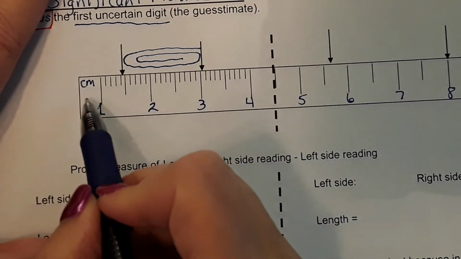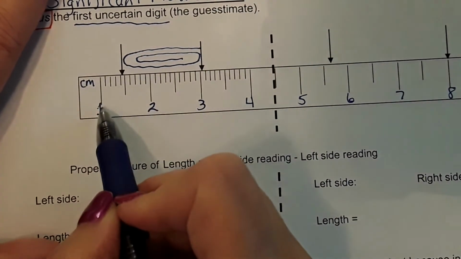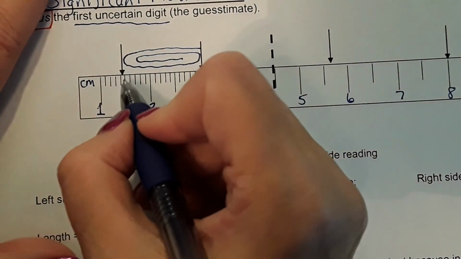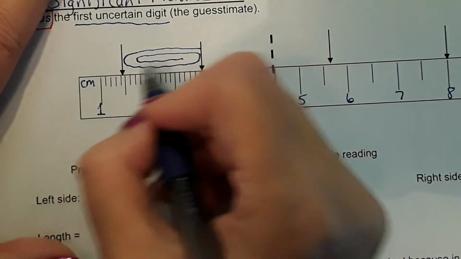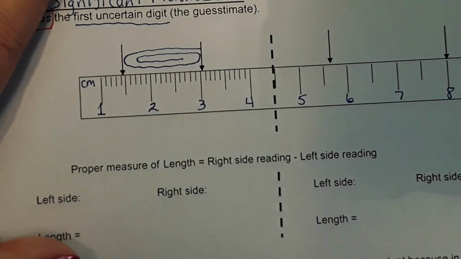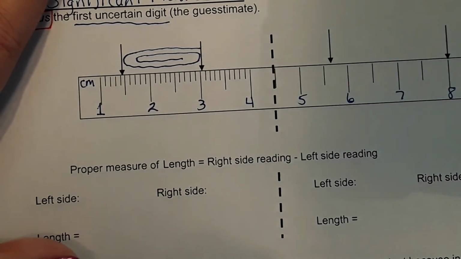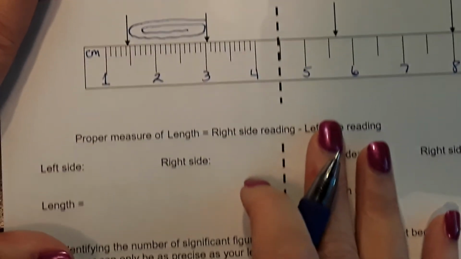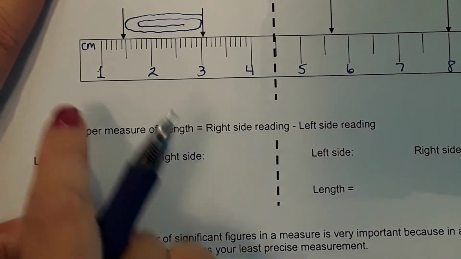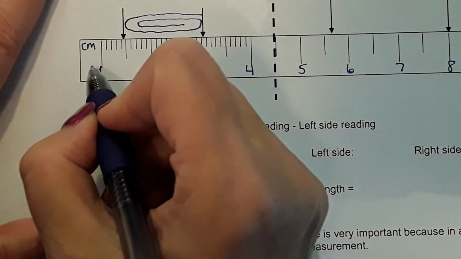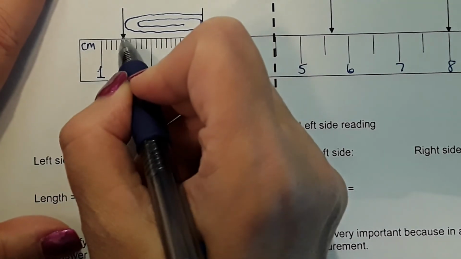So in this case, because I have no 0, I'm starting at 1, I am going to take a reading on the left side, a reading on the right side, and then I'm going to subtract the 2 to get the length. So how do we do this properly, according to the precision, and get the right number of sig figs? Watch this. All right, starting from the end of the ruler, going to the first arrow.